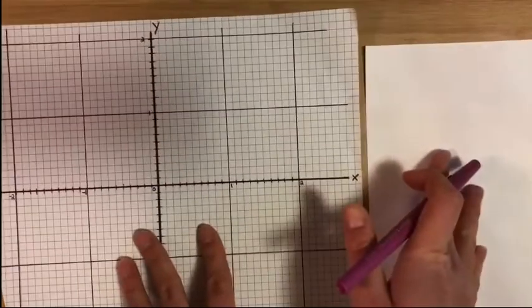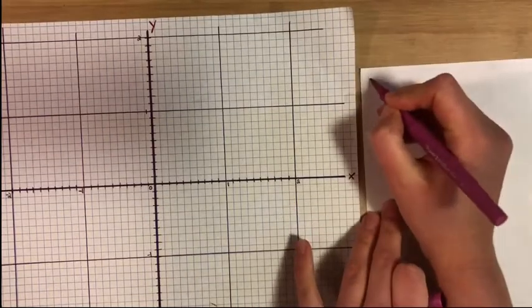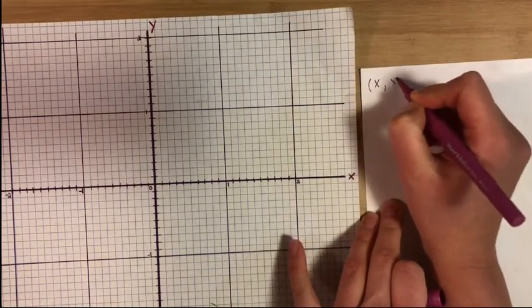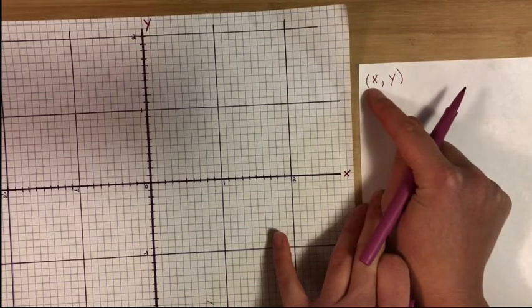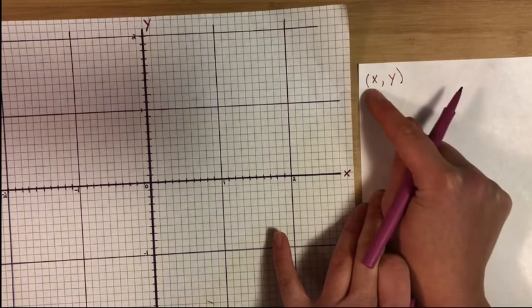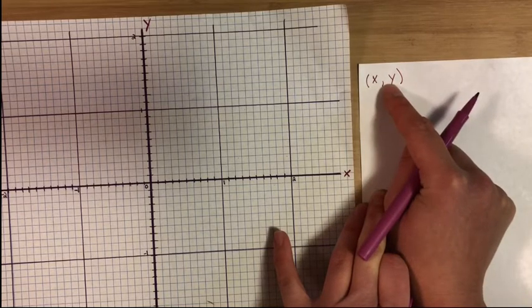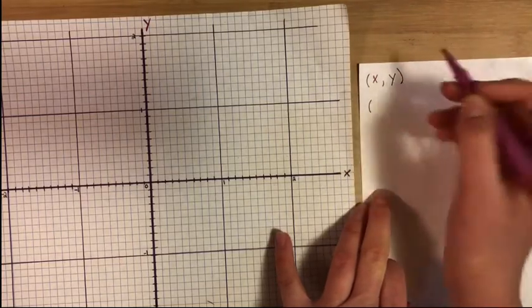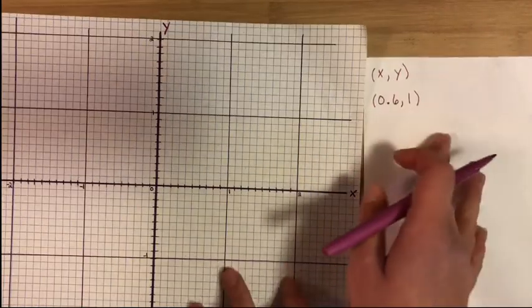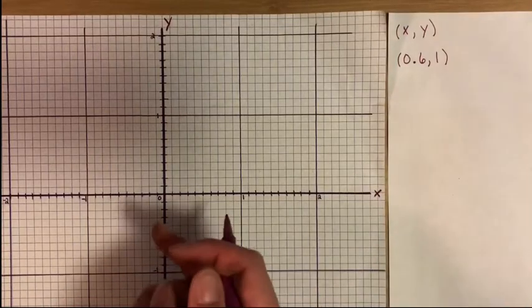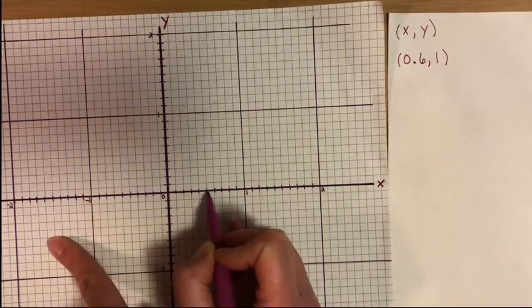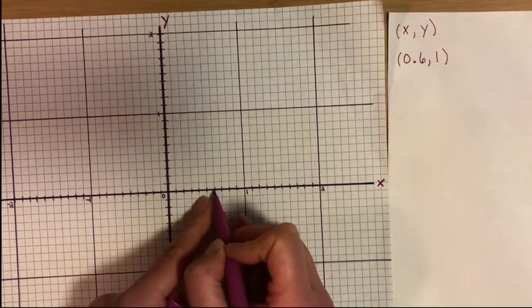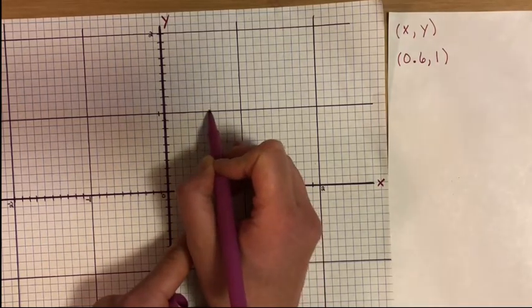So let's say that we have a problem. Remember, for our coordinates, we start at X and then we go up or down on the Y. So over on the X, up or down on the Y. It's always the order that you have to do it in to get the right point. So let's say that we have 0.6, comma 1. So we're going to go over 0.6 places. So 1, 2, 3, 4, 5, 6. And then we're going to go up one whole number.